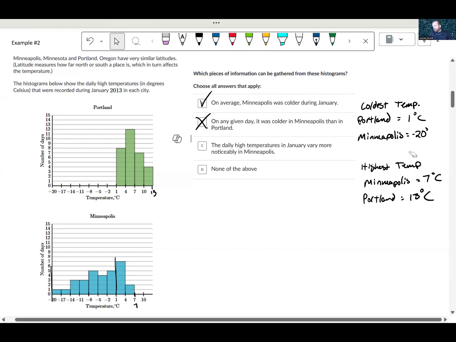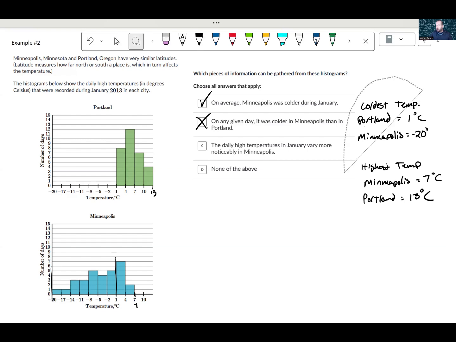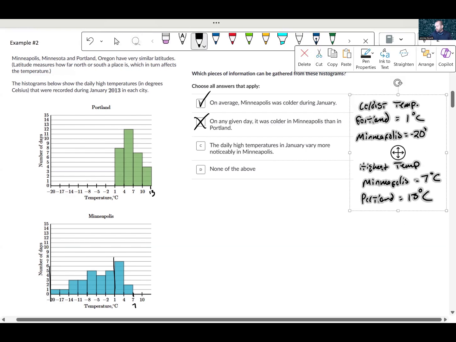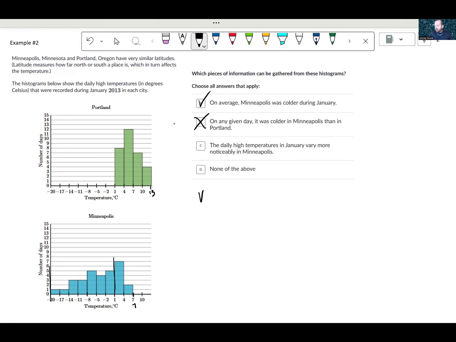The daily high temperatures in January vary more noticeably in Minneapolis. So again, the variation is the range and the IQR.